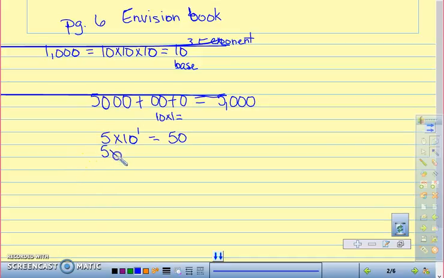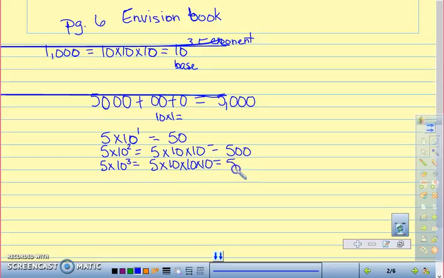5 times 10 to the second power, remember the 10 is the base, is equal to 5 times 10 times 10, which is equal to 500. And if I have 5 times 10 to the third, that is equal to 5 times 10 times 10 times 10, which is equal to 5,000. Okay, so the number of zeros in the product is the same as the exponent. So 5,000 is written as 5 times 10 to the third using exponents.